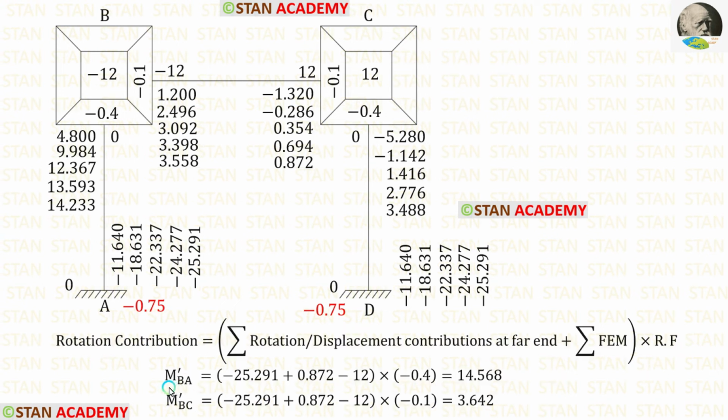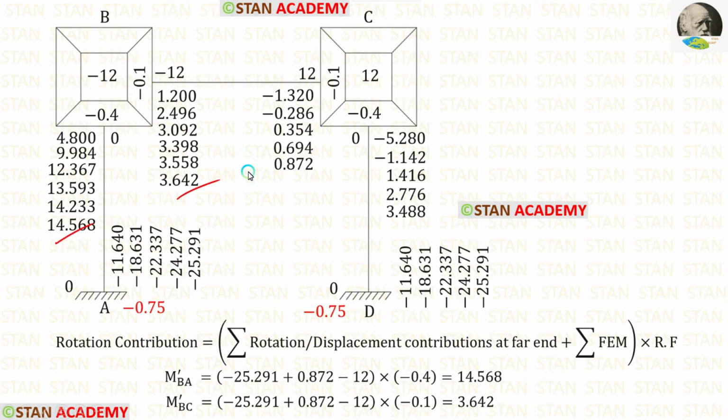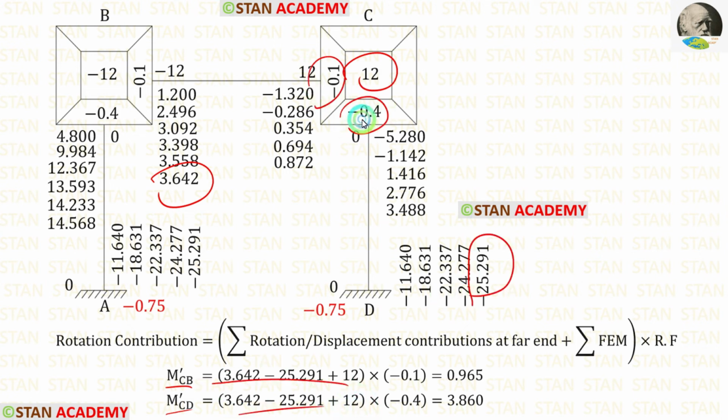Now let us find m dash BA and m dash BC. For that, we have to add these three values and then multiply with the rotation factors. Finally, we are getting m dash BA and m dash BC. Let us enter them. Now let us find m dash CB and m dash CD. For that, we have to add these three values and then multiply with the rotation factors. When we do that, we are getting m dash CB and m dash CD.